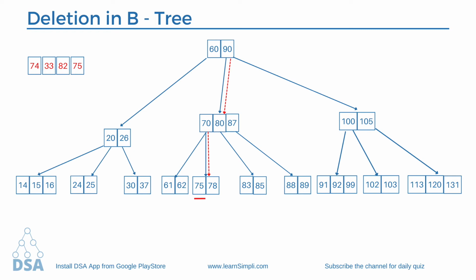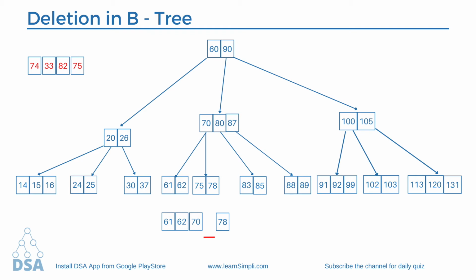So in such cases, we will merge the nodes along with the parent node and then delete the target key. Here I am merging the target key with the immediate left node. So the node will become 61, 62, 70, 75 and 78. 70 we are borrowing from the parent node. Why 70? Because it is the common parent key of the target key and the left node with which I am merging. So now we will delete 75.